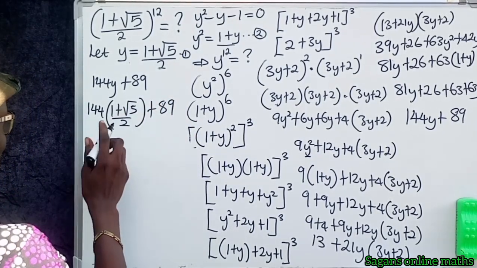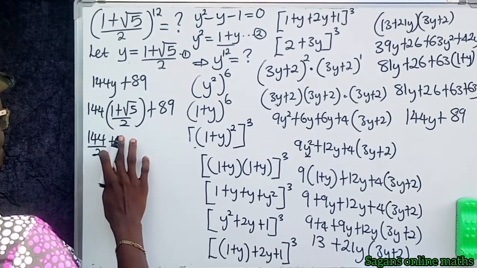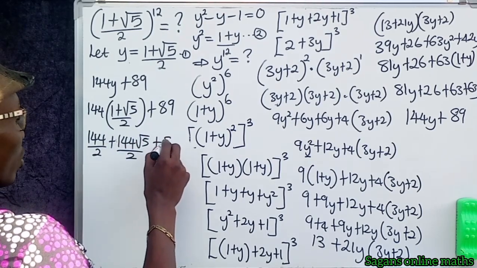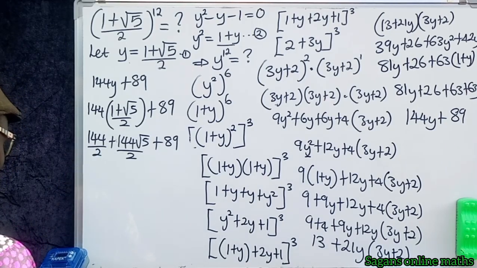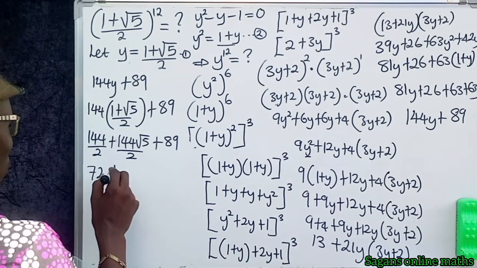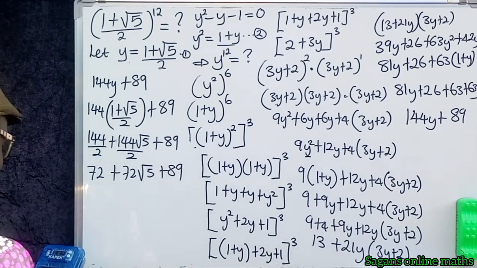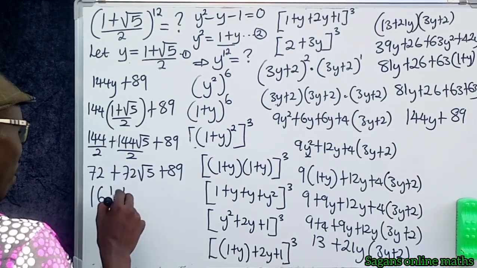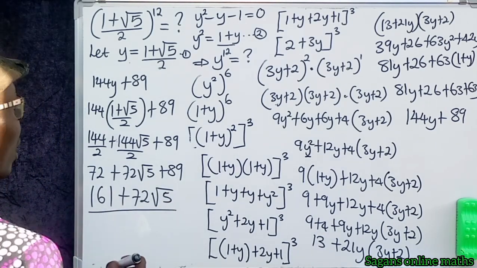Look at what we're going to do. If you multiply, you're going to have 144 divided by 2 plus 144 root 5 divided by 2, plus 89. So if you divide this by 2, 144 divided by 2 is 72, plus 72 root 5 plus 89. So 89 plus 72 is going to give us 161, plus 72 root 5. And this is the solution to this particular problem.